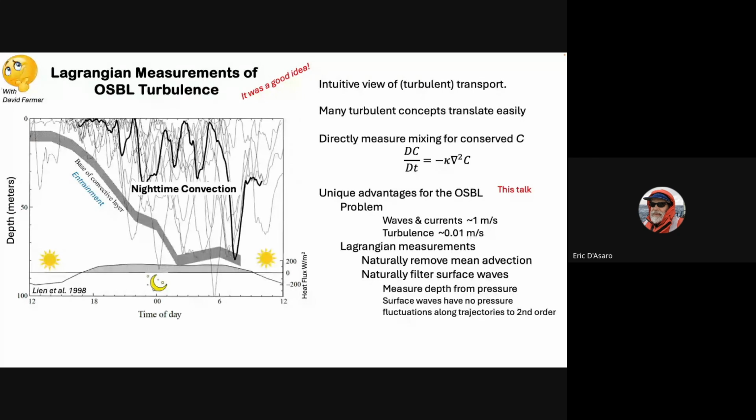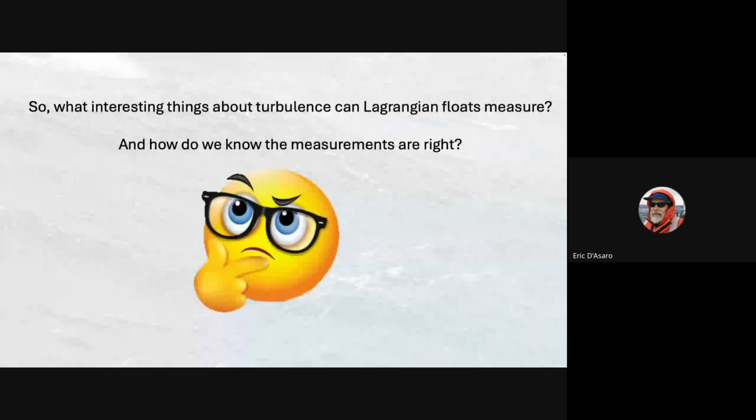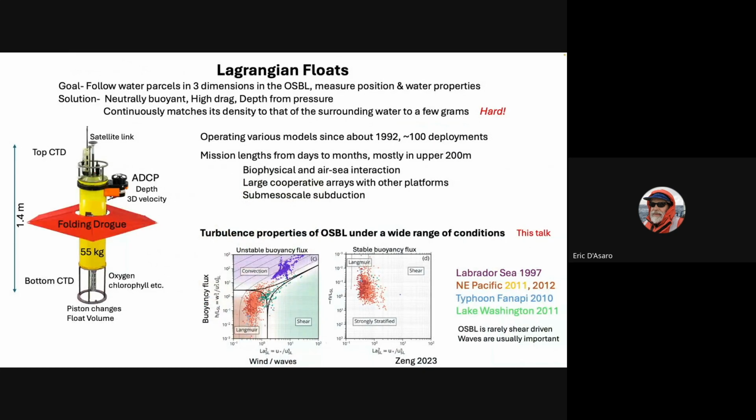It turns out that if you measure Lagrangian trajectories, making pressure be your depth, pressure automatically filters out the surface waves. Surface waves have no pressure fluctuations along a trajectory to second order in the amplitude of the surface waves. So that's really good. And if there's some sort of enormous current, if you're Lagrangian, you're just following along with the water, so you don't care if there's a big current. So these are two really big advantages, and have really made this effective.